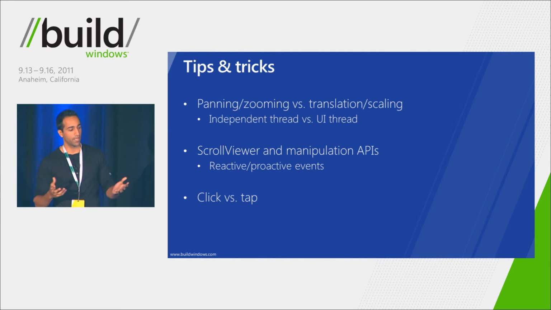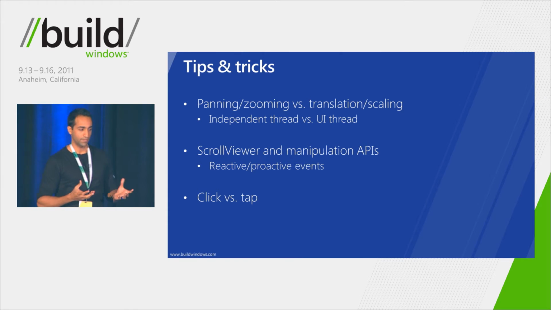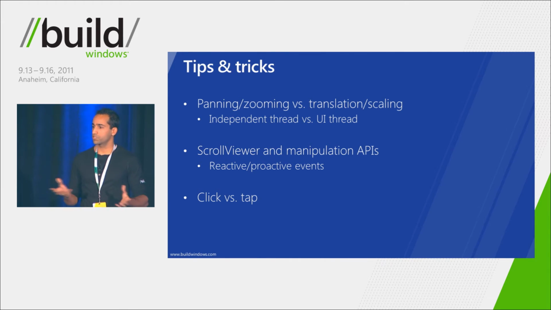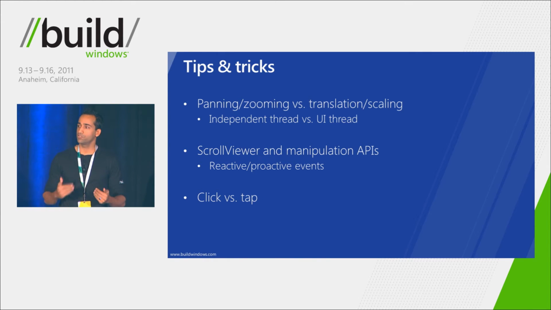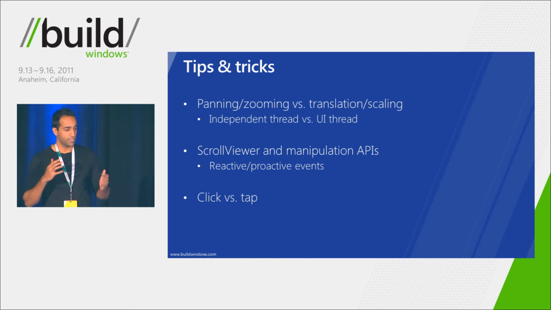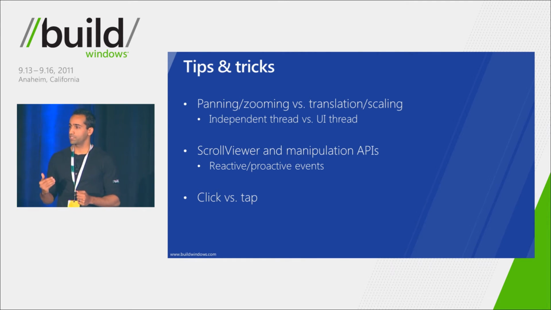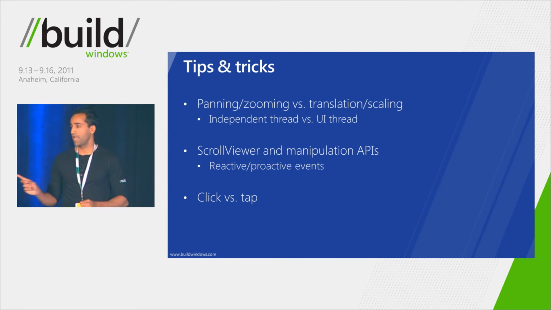So some tips and tricks. There are some things that aren't entirely evident about the API that you need to know before you get started. So I've mentioned panning and zooming, and that's in the scroll viewer. But there's also translation and scaling using the manipulation API. So what's the difference here? Well, if you remember, I mentioned that we've made significant investments to make sure that panning and zooming is buttery smooth. This is all happening on an independent thread. So we've got a pipe from the input stack to the output stack. So even if your UI thread is busy, you can still get that buttery smooth panning and zooming experience in your app. And that's why I encourage you to use the scroll viewer. That's what you want to use in your apps.